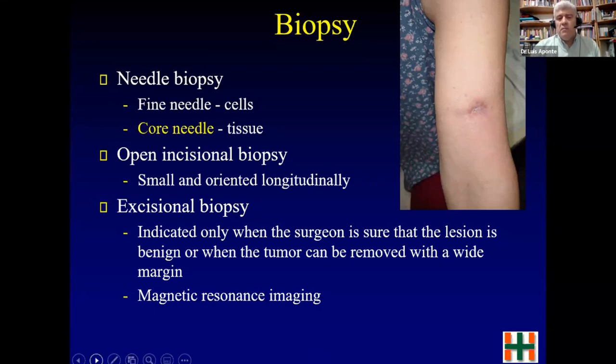And the excisional biopsy, because we're speaking about benign tumors, is only indicated when the surgeon is sure that the lesion is benign, or when you can take the tumor with a wide margin. If you can take it with a wide margin, you can perform excision biopsy. But you usually have to have some kind of image. If you are going to perform an excision biopsy, we prefer an MRI previously. But remember, the core needle is very important for us.